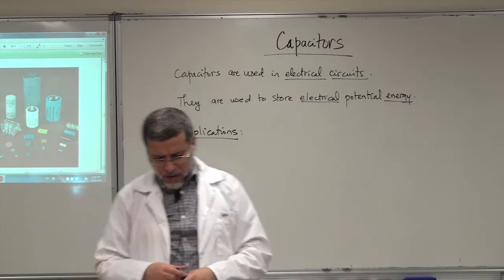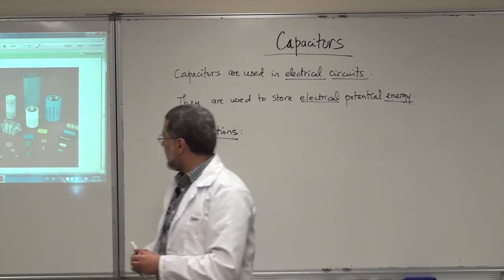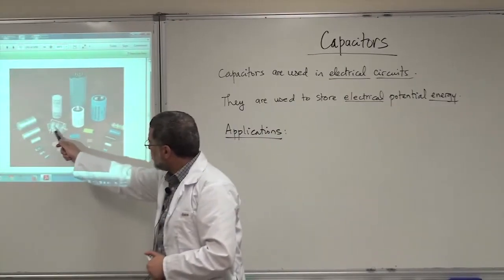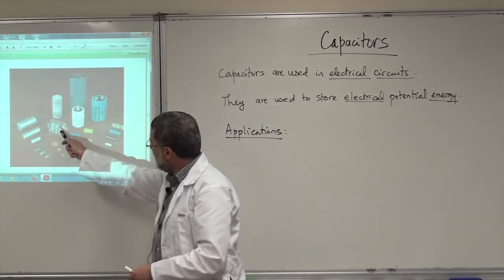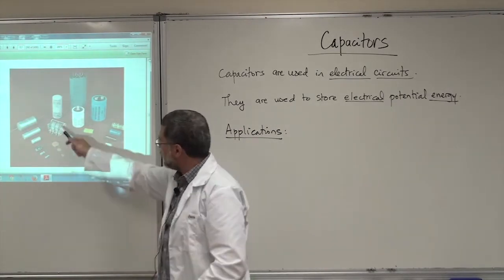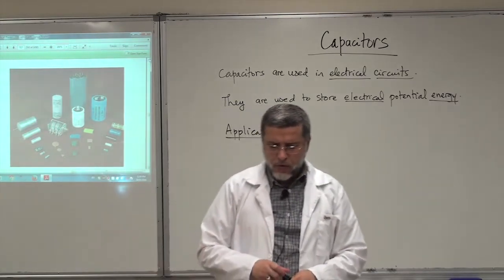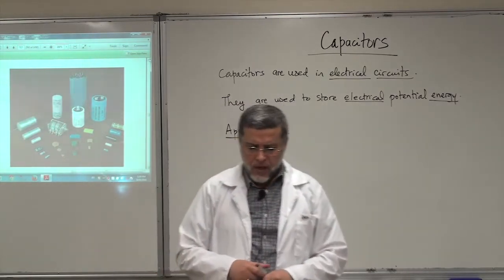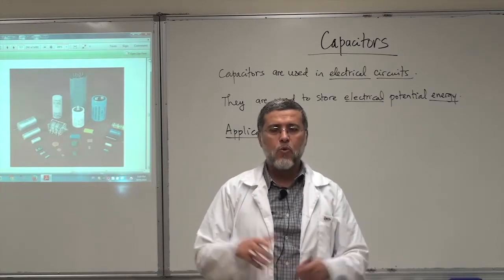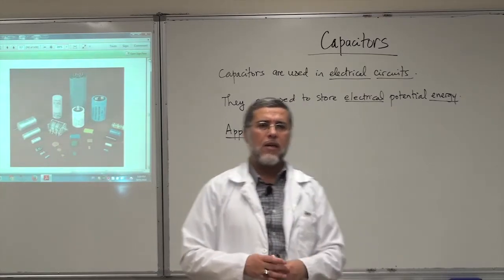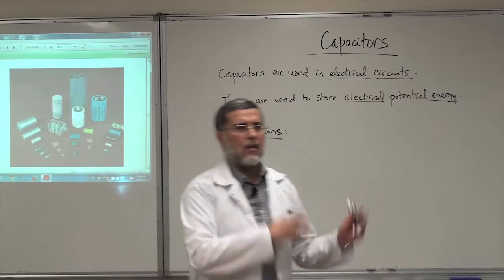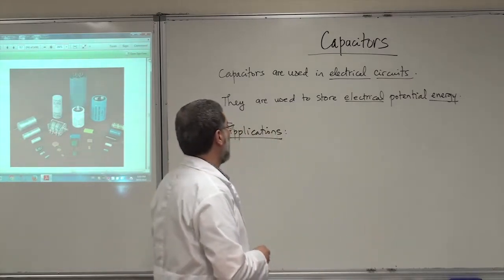Another application is for tuning radios. You can see tuners here. Actually, these are capacitors where the area between the plates can change. I will show you later what I mean by that. So they are used for tuning radio and TV transmitters and receivers. They have a lot of applications, actually, and mainly they are in electrical circuits.